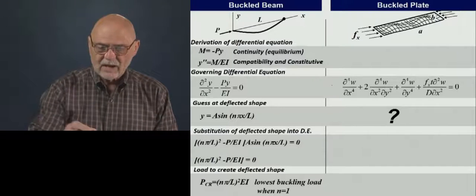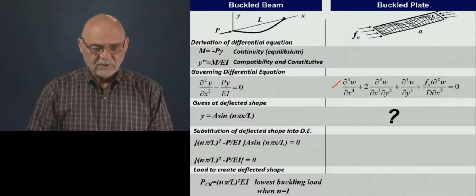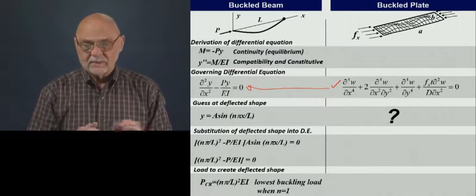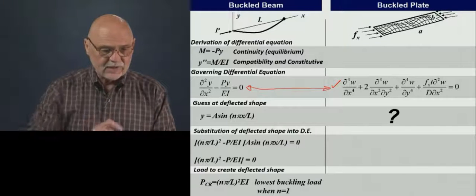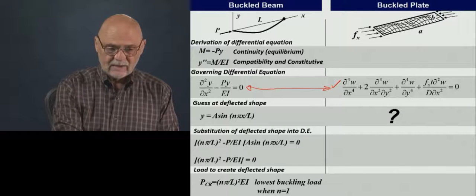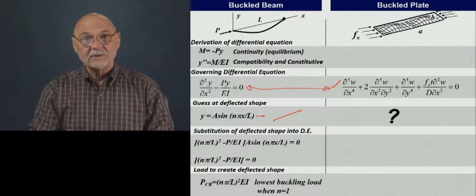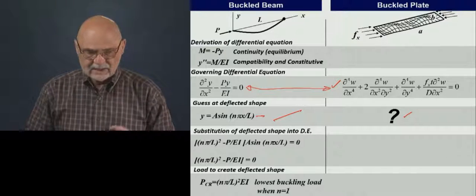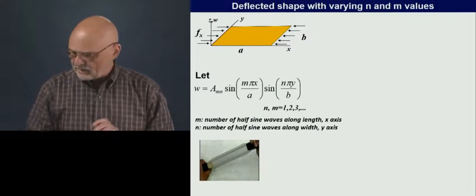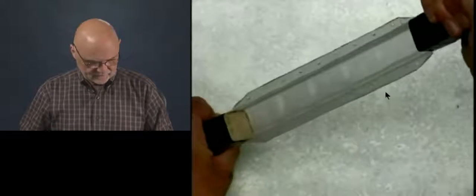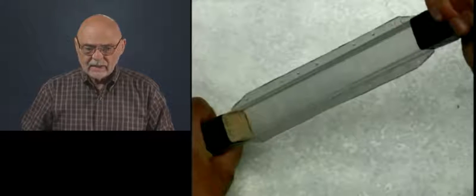Okay, so now we're moving down here. Here's our differential equation that's very similar to this for the beam. And our next step is to guess at a deflected shape this time. Now we don't have a one-dimensional beam, we have a two-dimensional plate. So what kind of a solution are we going to guess there? To help us think of that, let's look at this video again. And I'll stop it right there.